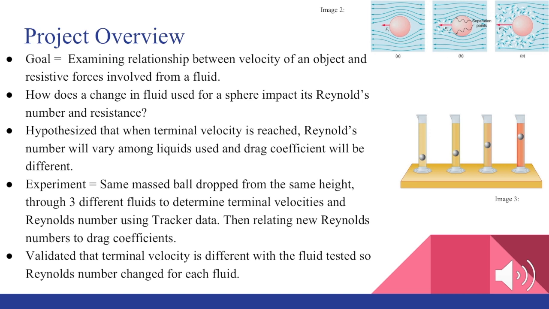Using Reynolds number to compare between the fluid types and determine the drag coefficient of each fluid helped to verify the differences between fluids used and the difference in terminal velocity seen. So we hypothesized that among different fluids used, different terminal velocities can indicate different Reynolds numbers, which changes the drag coefficient for the object used.